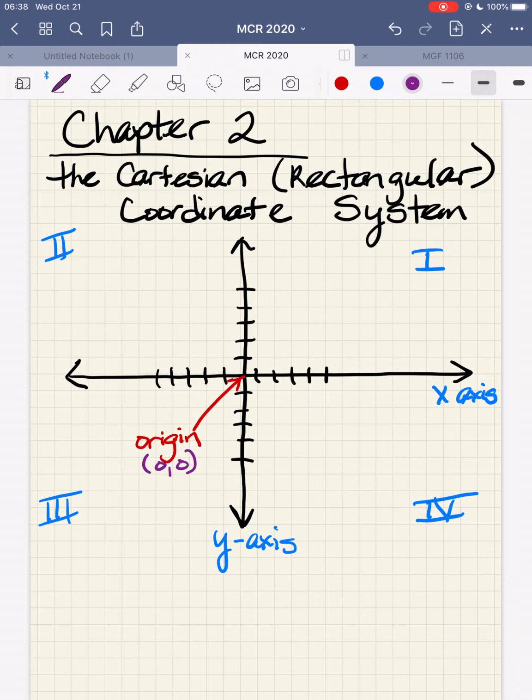If we go to the right on the x-axis, these numbers are all positive. If we go to the left on that axis, our numbers are all negative, and then our zeros are in the middle. With the y-axis, as we go up, our numbers are positive. And as we go down, our numbers are negative. And what we use these for is we want to be able to plot a point in the area of a two-dimensional plane.